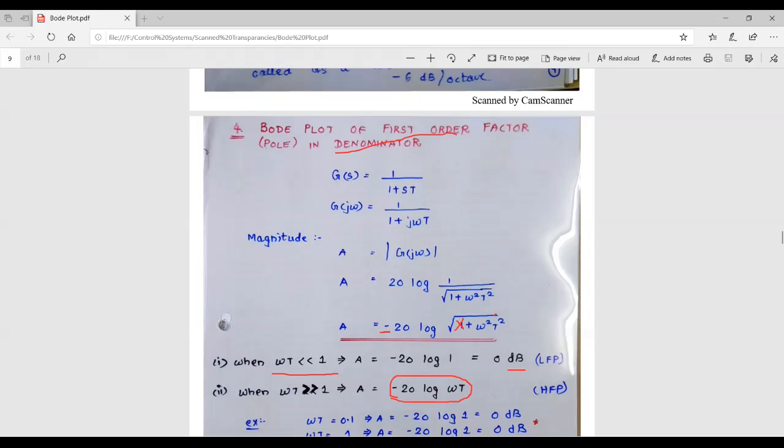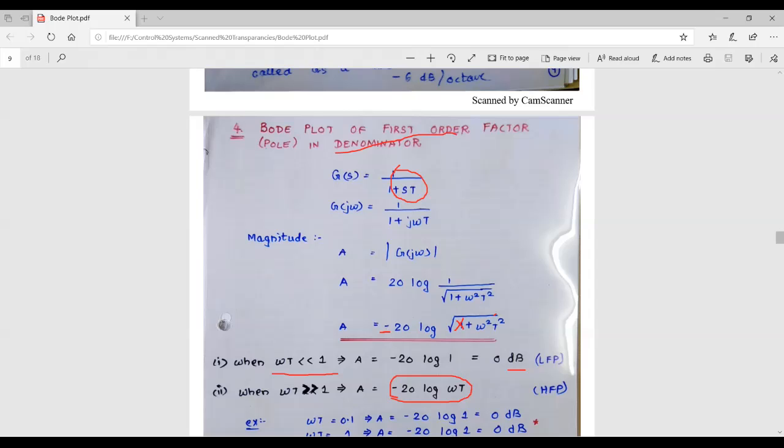Now what the significance is: suppose omega T is less than 1. When omega T is less than 1, the magnitude is 0 dB. That means this particular factor doesn't contribute when omega T is less than 1. This factor will contribute when omega T is greater than 1. Now, let us see the example.